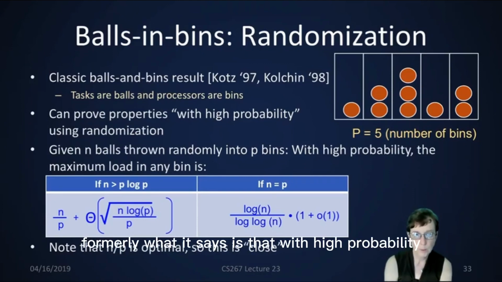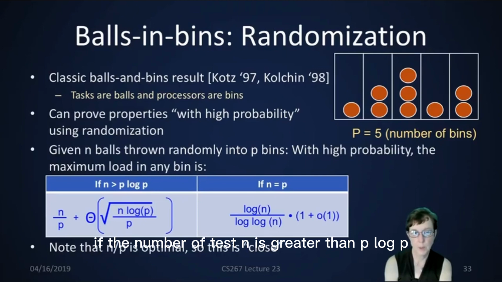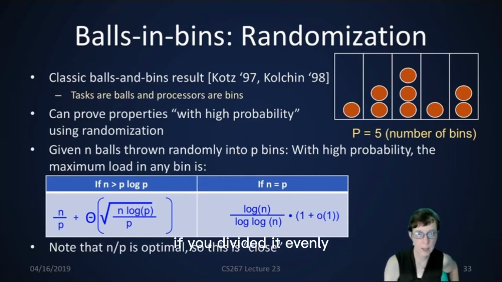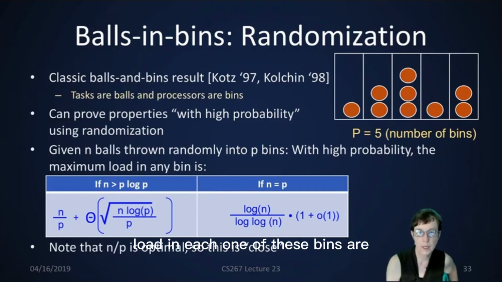And so formally what it says is that with high probability, if the number of tasks n is greater than p log p, so you've got at least log p things per processor if you divided it evenly, then the amount of load in each one of these bins.